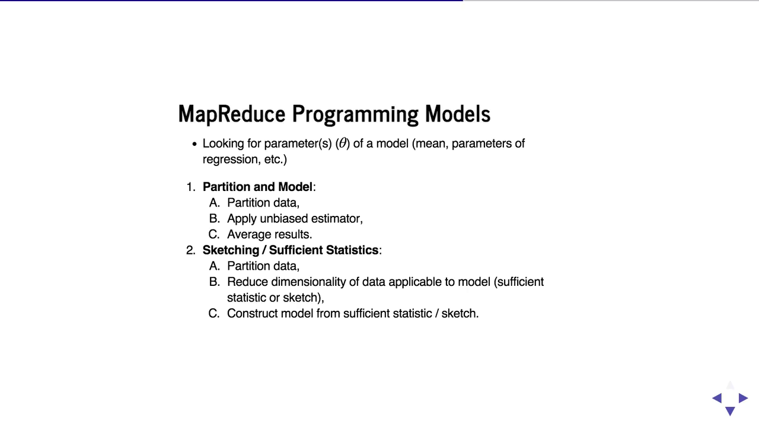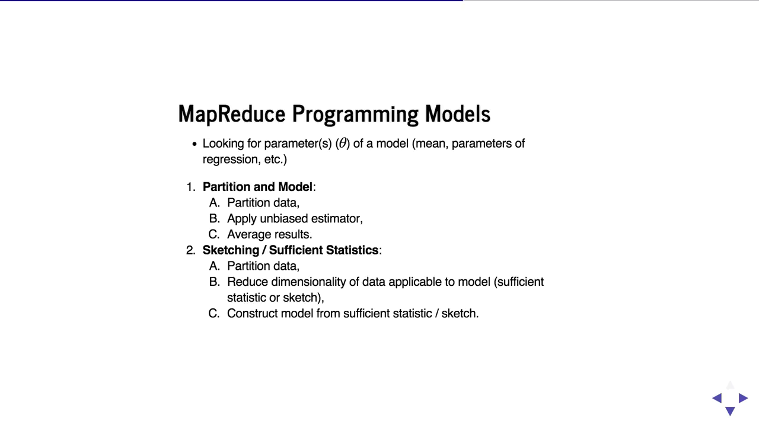One I call partition and model. I never found any other names for it. So with partition, you partition the data, then you apply an unbiased estimator to your data based off that model. Like in linear regression, you would have your betas, your coefficients. That's your unbiased estimator. Then you would average results off each partition, and because of the central limit theorem, you would basically get good accurate results of that.